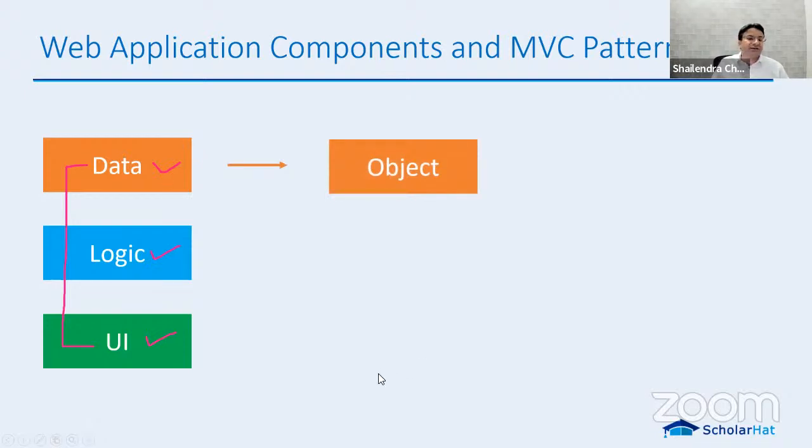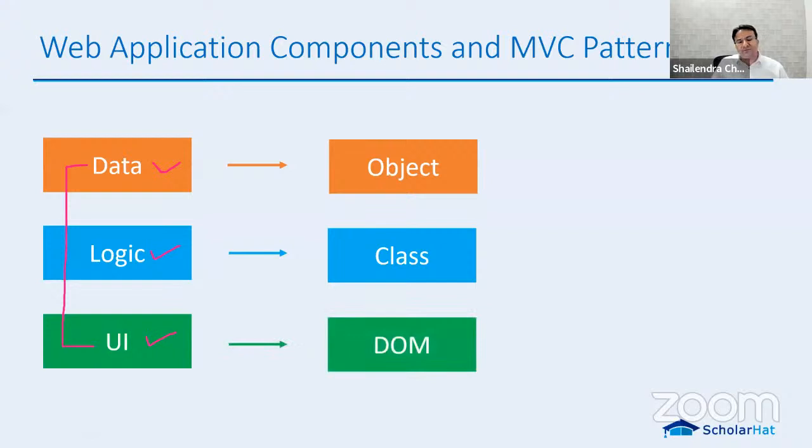We hold the data using an object. Logic we write inside a class, and UI is a document object model. So guys, there is a difference between the object and a class here. Can somebody tell me the difference between object and class? Who will tell? Can somebody explain the difference between object and class?